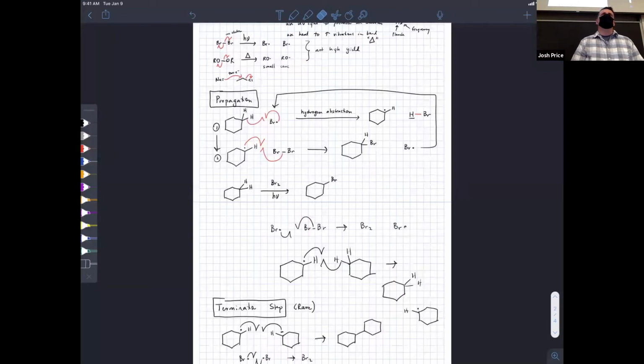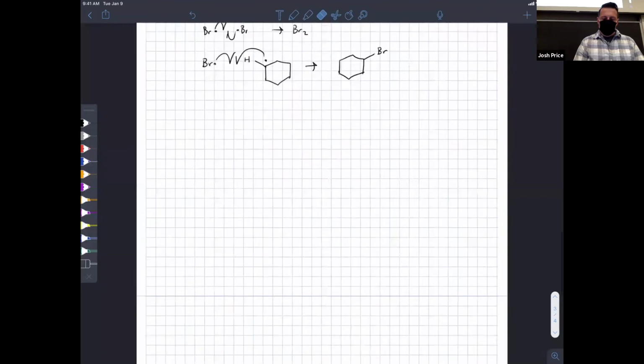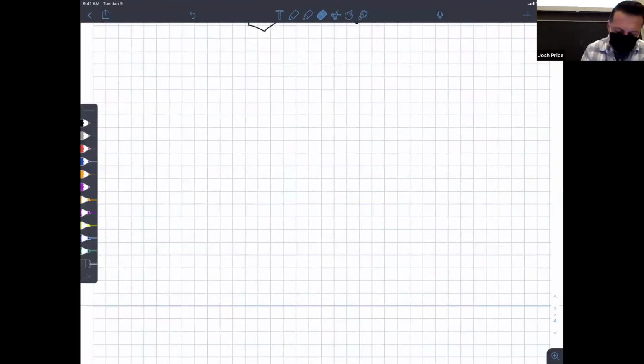Would it slow down if it were a less stable radical? Yeah, so for example, methyl versus the tertiary. Yes, you would think that the reaction would be slower for a less stable radical. And this is actually why radical bromination is selective, regioselective.